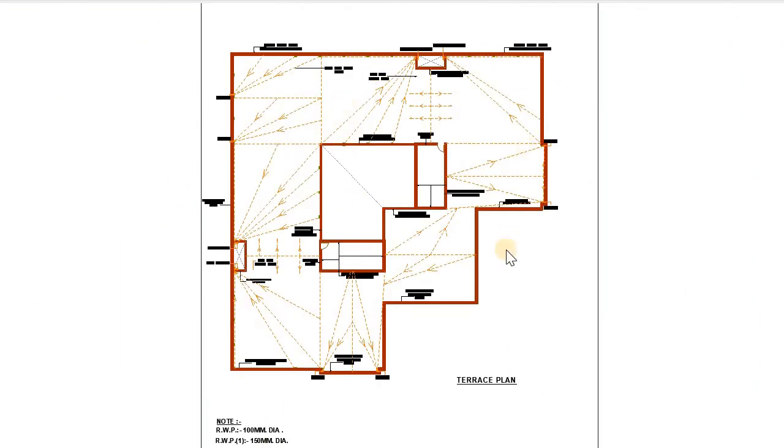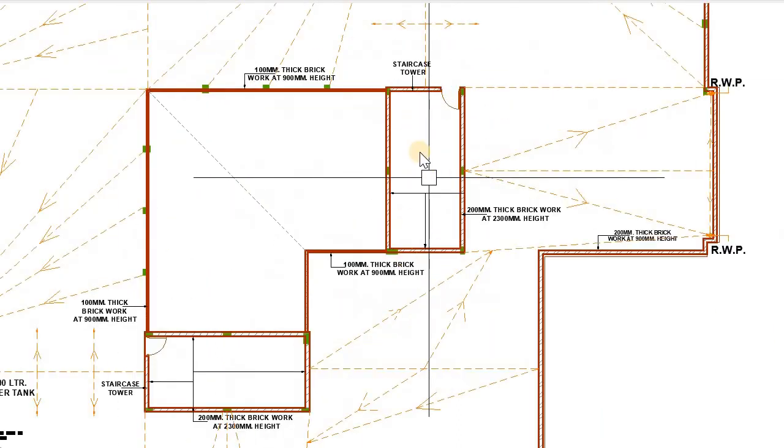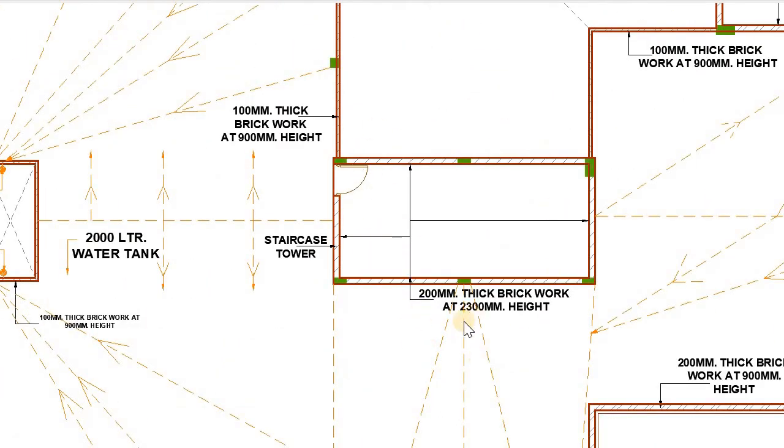The terrace floor has also been designed with a 2-staircase tower, which is also called as the Mumty, and this staircase tower has been designed with 200 mm thick wall at a height of 2300 millimeters.